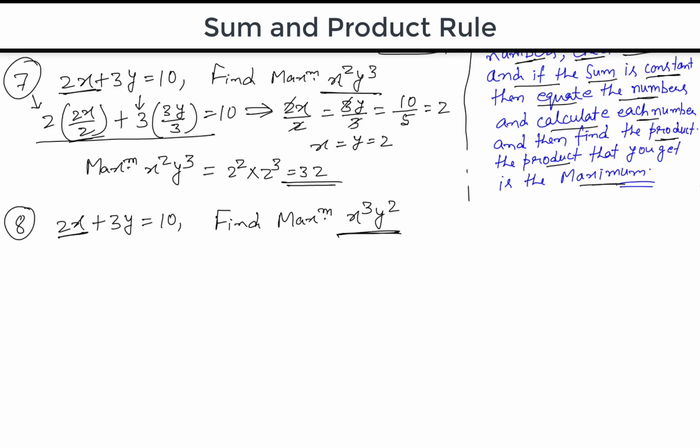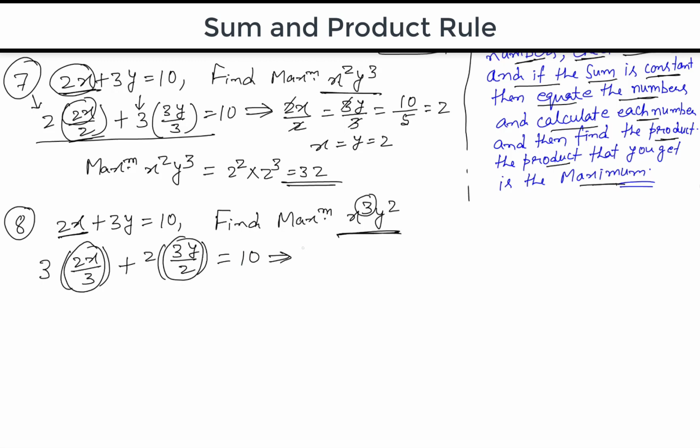The term containing x has to be as it is, and whatever power is needed has to be multiplied and divided. So in this question, what will you do? 3 into 2x by 3 plus 2 into 3y by 2 should be equal to 10. This tells us very clearly that this item and this item should be equal. 2x by 3 should be equal to 3y by 2. And each one of them should be equal to 10 divided by how many items are there? 3 items and 2 items, so 5 items, which is 2.